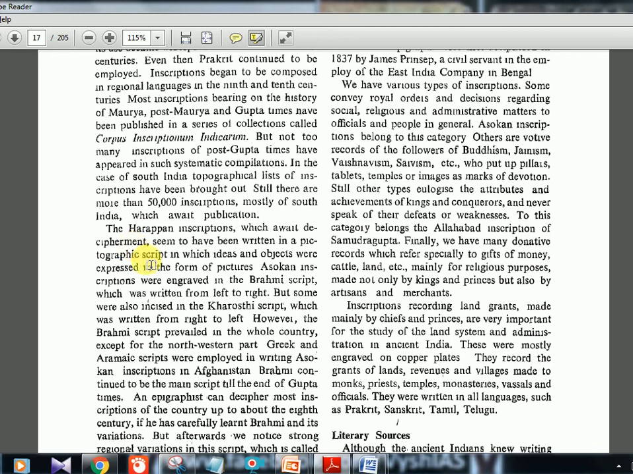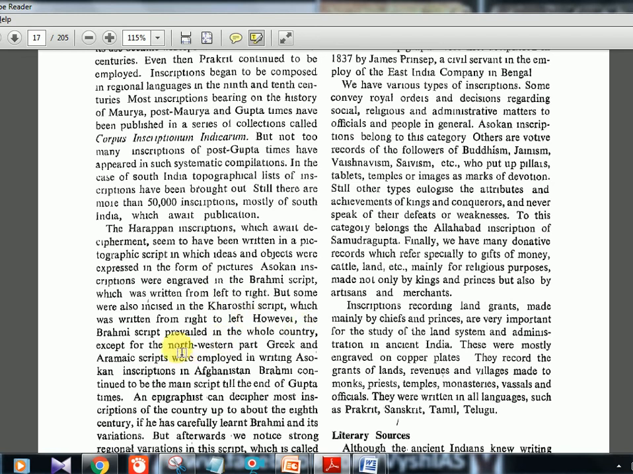Okay, Ashokan inscriptions are another famous thing. It is inscribed in the Brahmi script. Remember that the Brahmi script of the Ashokan inscription is written from left to right, like we write now. But some were also inscribed in the Kharoshthi script, which was written from right to left. So the difference between Brahmi and Kharoshthi is that one is written from left to right, the normal one, and Kharoshthi is from right to left.